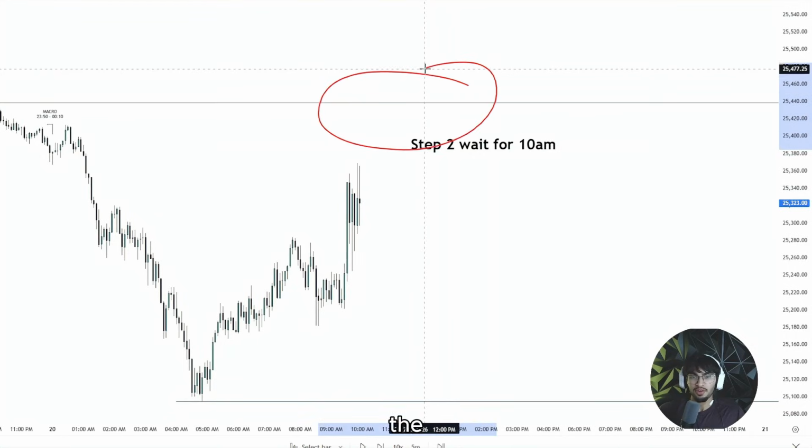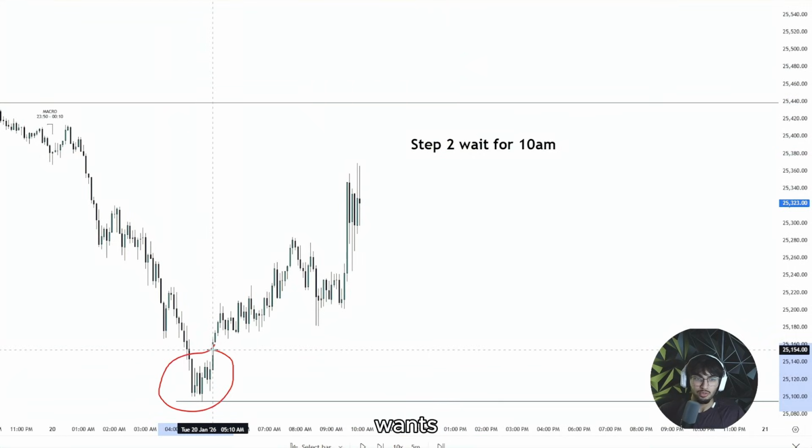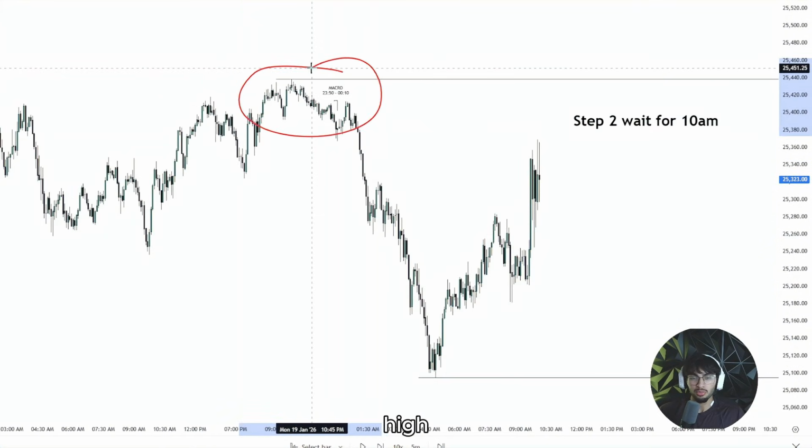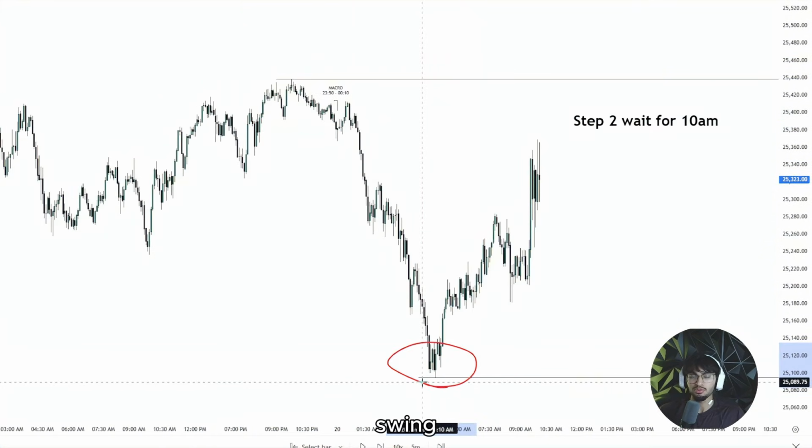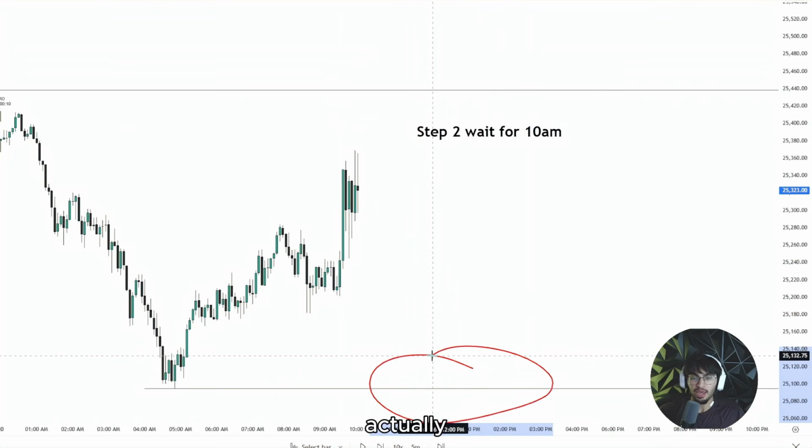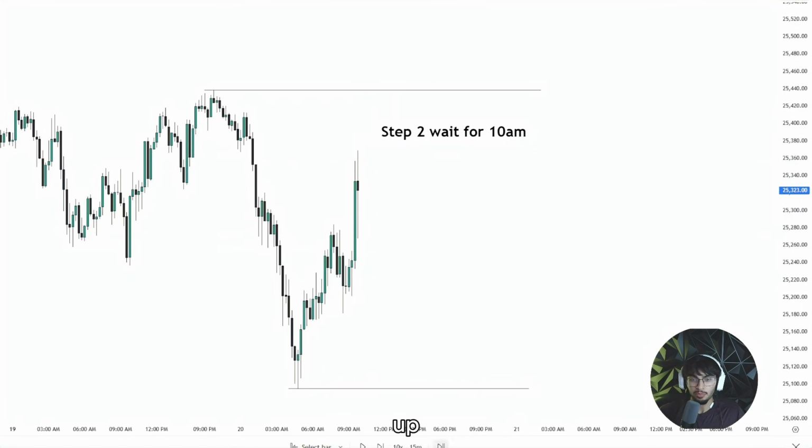Now that we identified the drawn liquidity of where the market actually wants to go, there's sellers trapped above the swing high and there's buyers trapped below the swing low. Those two points are where the market actually wants to go, and this is how we align ourselves. First, we wait for the 10 a.m. candle to open up and show us where the manipulation is going to occur.